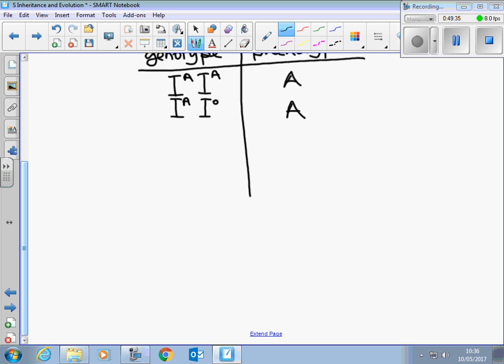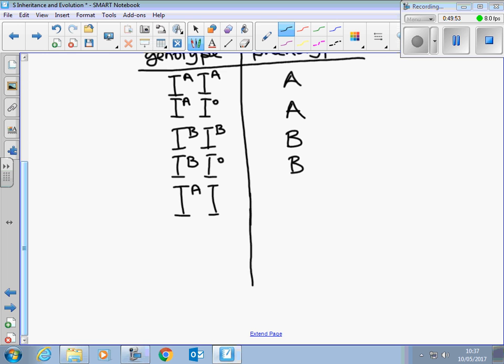We've got the same thing with group B, that if you're IB, your group is B. And also IB, IO will give you group B. Now that means we have IA, IB. IA, IB will give us group AB, and that just leaves IO, IO.